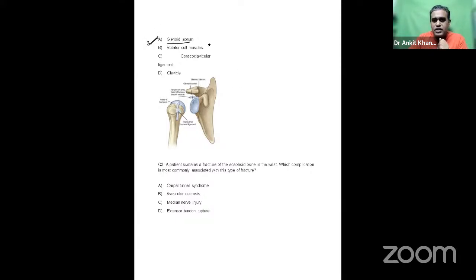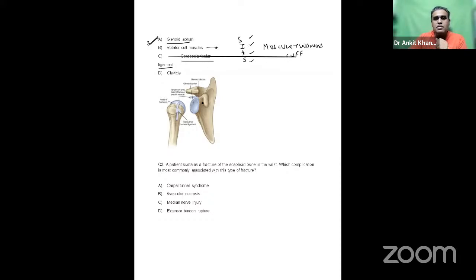Look at the other options. Rotator cuff muscles are the muscles which are actually covering the whole joint from outside. Here you have four muscles. What are those four muscles? Supraspinatus, infraspinatus, teres minor, and subscapularis. These are also known as musculotendinous cuff. So they are like a protection to the shoulder joint on the outside.